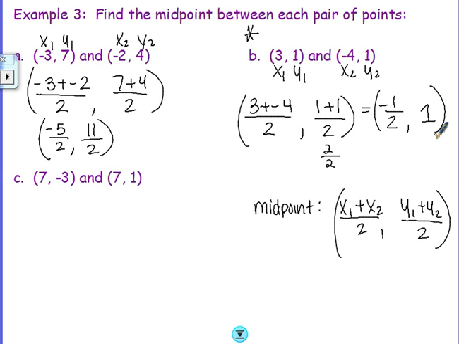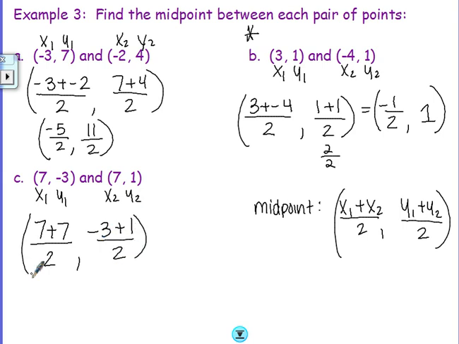All right, last one for C. x1, y1, x2, y2. To find the midpoint, we add up the x's. So 7 plus 7 divided by 2. We add up the y's. -3 plus 1 divided by 2. 7 plus 7 is 14. And 14 divided by 2 is 7. -3 plus 1 is -2. Divided by 2 is -1. So our midpoint is 7, -1 on a graph.